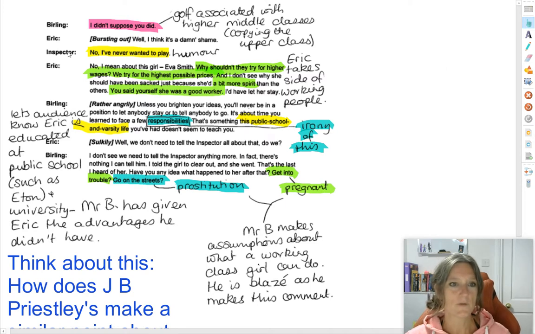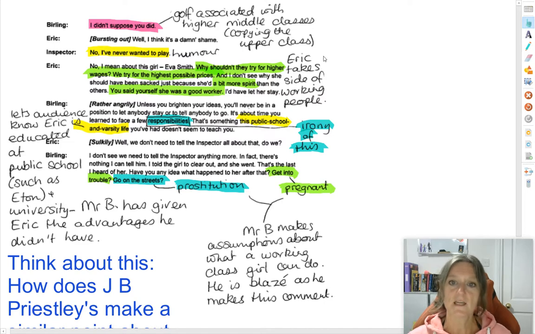A little bit of humour from the inspector. I think it's a damn shame, says Eric, who's still upset about the girl, but the inspector pretends that he thinks Eric's talking about playing golf. No, Eric corrects him. Why shouldn't they try for higher wages? We try for the highest possible prices. Why should she have been sacked because she'd a bit more spirit than the others? You said yourself she was a good worker. I'd have let her stay.